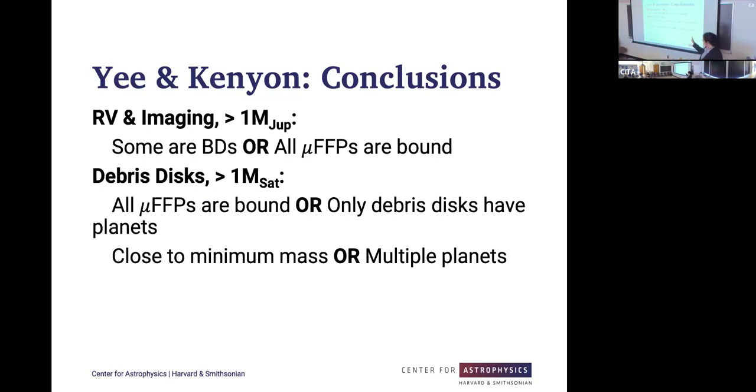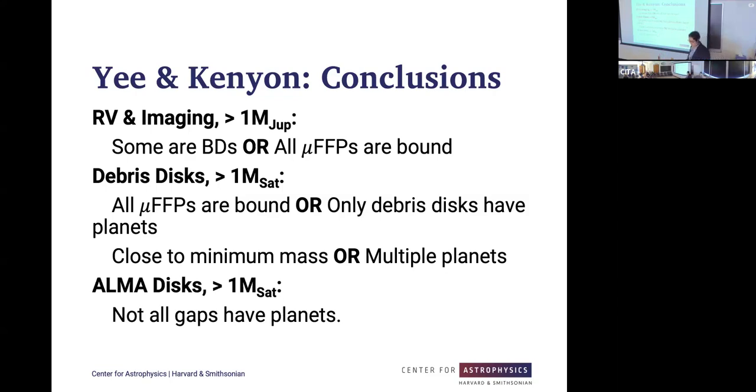If you look at the debris disks, your constraints go down to a Saturn mass. And so either, again, all of these free-floating planets are actually bound in wide orbits, or only the debris disks have planets. Plus you get this constraint that you're close to the minimum mass: either the real planets are close to the minimum mass that's being calculated, or there's more than one of them. There are multiple planets shaping these debris disks. And for the ALMA disks, you just can't put a Saturn mass planet in all the gaps that they want to put gaps in. It's not going to work. There's too many.